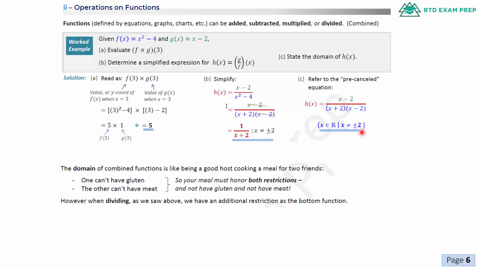Anytime we're combining functions and we're asked about the domain of the combined functions, we must consider the domain of each one and respect both. As an example, let's pretend that you're hosting two friends for dinner. One of your friends can't have gluten, and the other doesn't eat meat. Therefore, when cooking your meal, you'd probably make a meal that doesn't have gluten and doesn't have meat. This is the same as when we combine functions that each have their own domain. We respect both ones. Now, be careful. If we are dividing functions, that introduces new restrictions that weren't there before, which is exactly what we saw in part B. Neither f nor g had any restrictions on their domain before. They were polynomial.